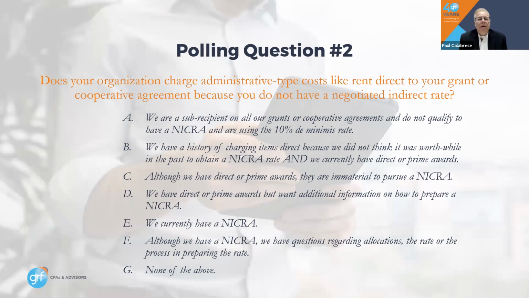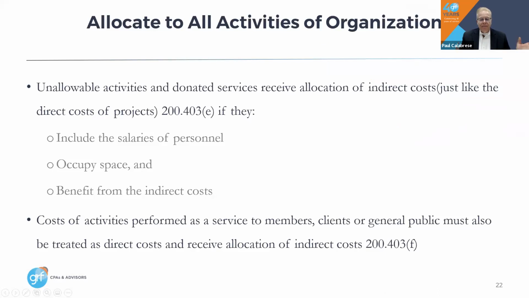Okay, so you can see that there are a lot of people in a variety of situations. 42% have a NICRA. The others are in various situations where maybe they want one and need one, or at this point in time, sticking with the de minimis makes more sense. Okay. And I also think it's kind of helpful to let other people, even though you don't want to know the name of the organization, just see what is happening in the industry.